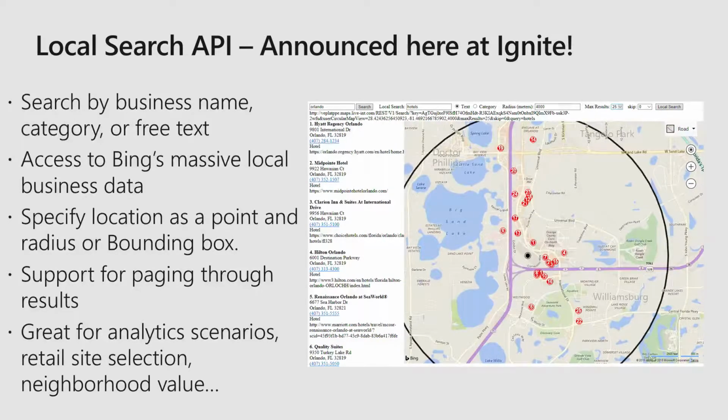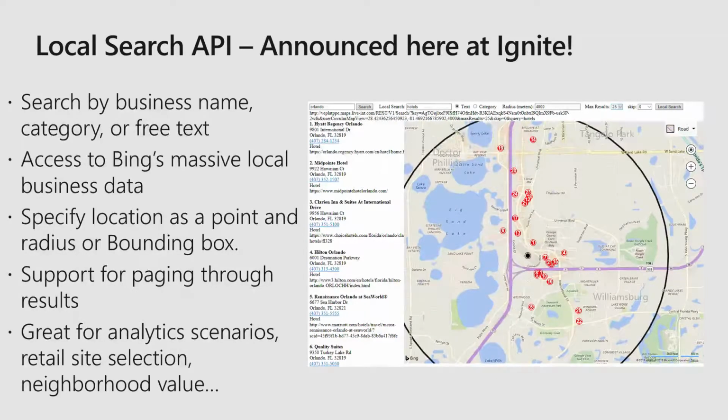So Bing has long had some really great location business data, but now we're finally exposing it through an API. We're a little bit late here, unfortunately. Like, why did it take us so long to get local search out? But we went like gangbusters now that it is out. It's a really great API, easy to use. I'm going to show you a couple demos with it in a moment.